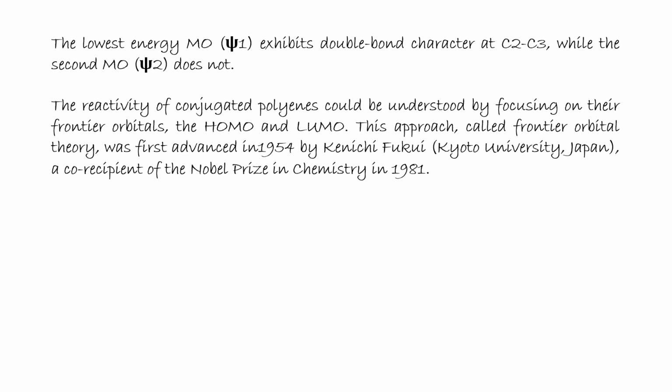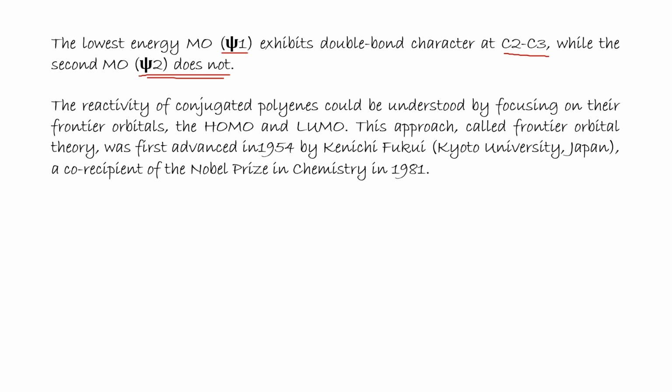The lowest energy orbital, psi 1, exhibits double bond character at C2, C3, while the second one, psi 2, does not. Because of the presence of double bond character between C2 and C3, which makes it shorter, that explains why the C2-C3 bond length lies between the bond lengths of a single bond and a double bond.